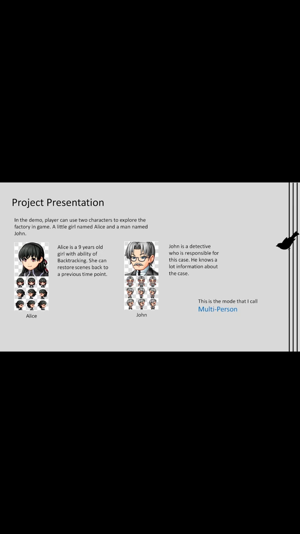In the demo, the player can use two characters to explore the factory game: a little girl named Alice and a man named John. This is the mode that I call multi-person. Alice is a 9-year-old girl with the ability of time backtracking. She can restore things back to a previous time point. And John is a detective who knows a lot of information about the case because he is responsible for the case.